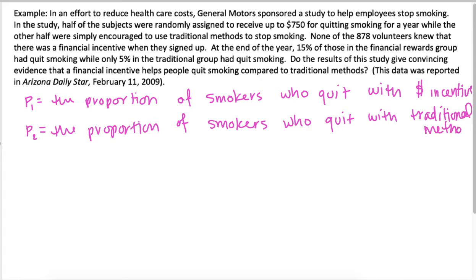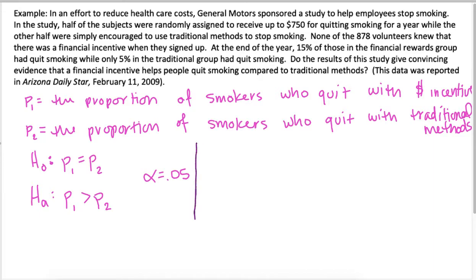All right, so originally the hypothesis here should be that these are all people that want to quit. These groups should be the same. Whether you're getting paid to do it or traditional methods, these proportions, everybody wants to quit. However, it says, do the results of the study give convincing evidence that a financial incentive helps people quit smoking? So they're hypothesizing that paying people, our first group, will be bigger than the second group. And they haven't indicated alpha, but we'll keep it at 0.05 here.